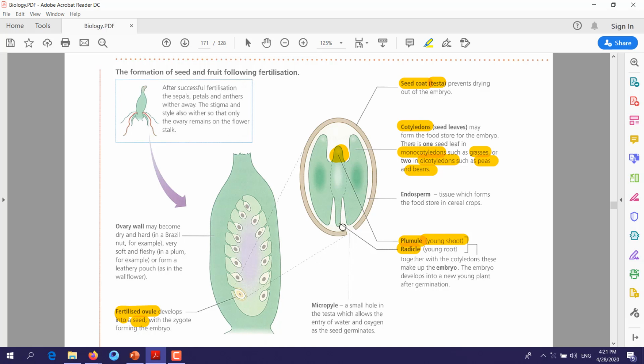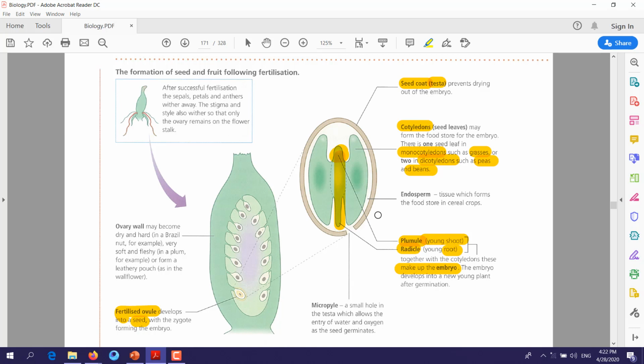This part, the radicle, will turn into a root. So this radicle will grow and form the root. These two parts, the plumule and radicle, both of them make up the embryo. So here it's the embryo. It consists of two parts, the upper one and the lower one, the plumule and the radicle.